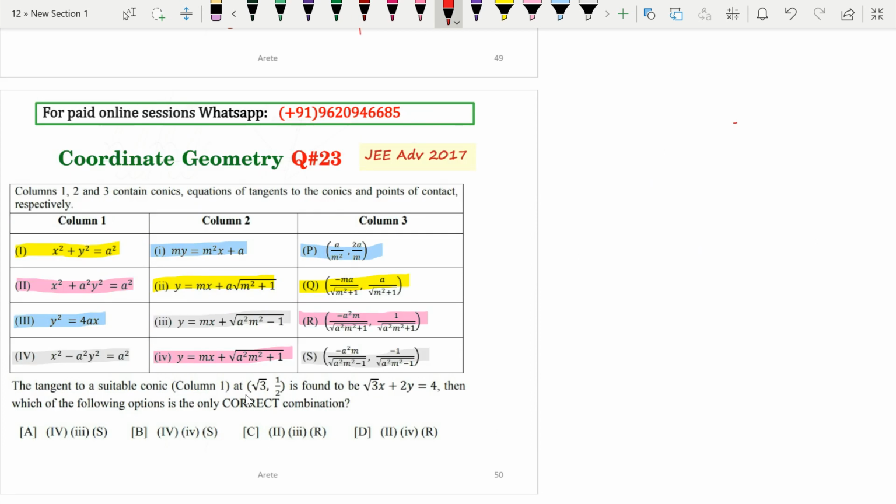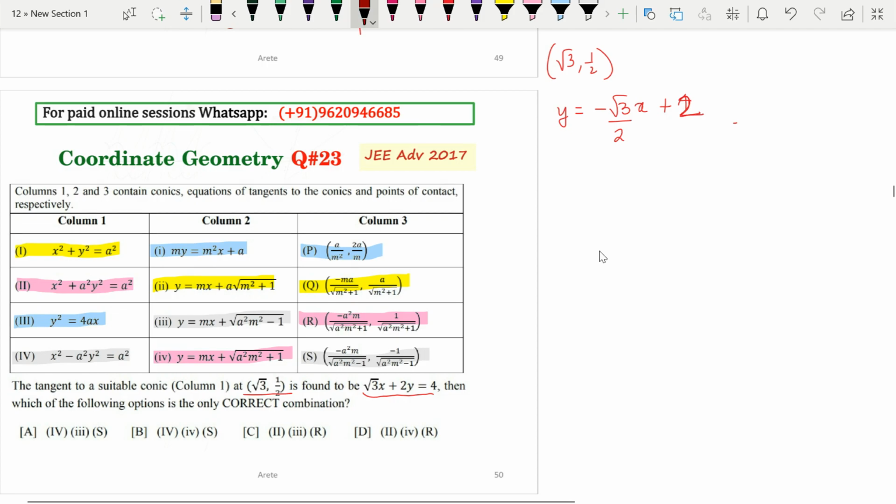Now in this question they are giving you the point of contact, that is root 3 and half, and the other is the equation of the tangent. Now if I want, I can always write it in slope intercept form, right? Taking x on the other side and dividing by 2, this becomes 2 then. So this is my tangent equation.